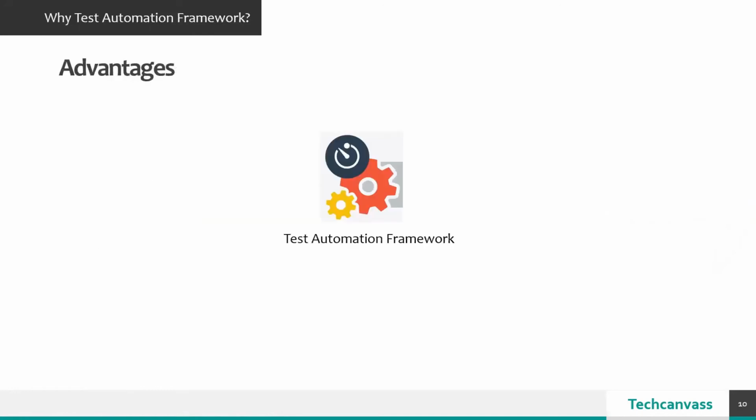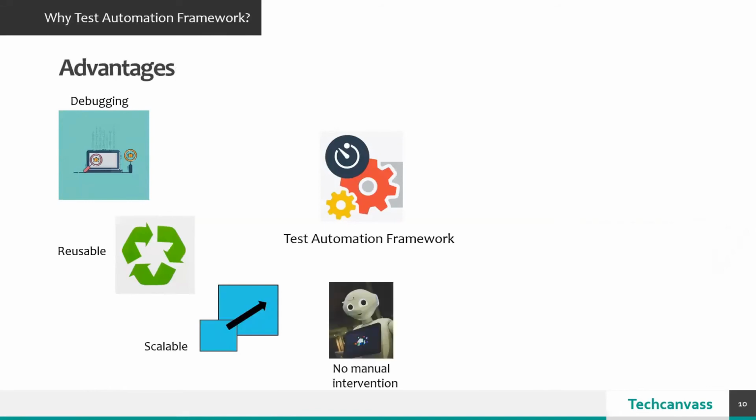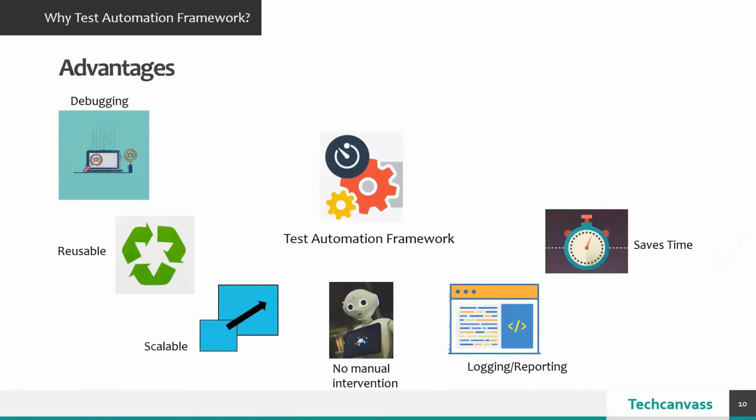Now let's have a look at the advantages of a test automation framework. First, it helps in better debugging of test cases in case of any failures. The test scripts are reusable if we have a framework in place. It makes our scripts more scalable, so we can increase the test scripts and provide better test coverage. We need not monitor the test results manually. We can generate test reports automatically. It makes the scripts easy to maintain, and so we save a lot of time and money.